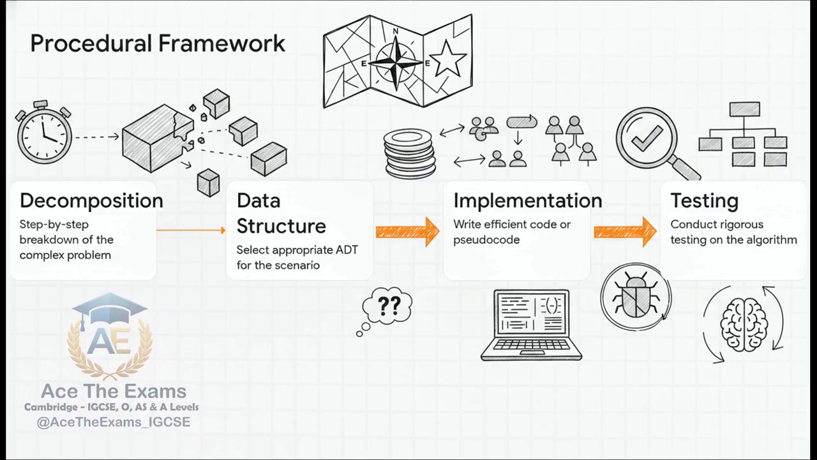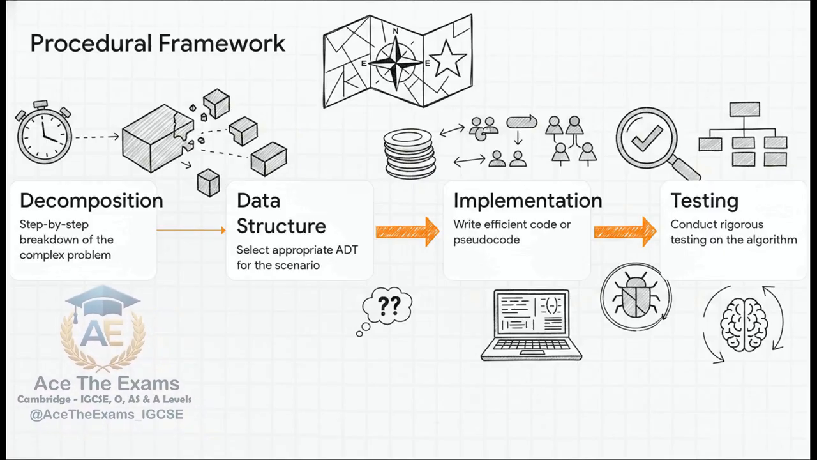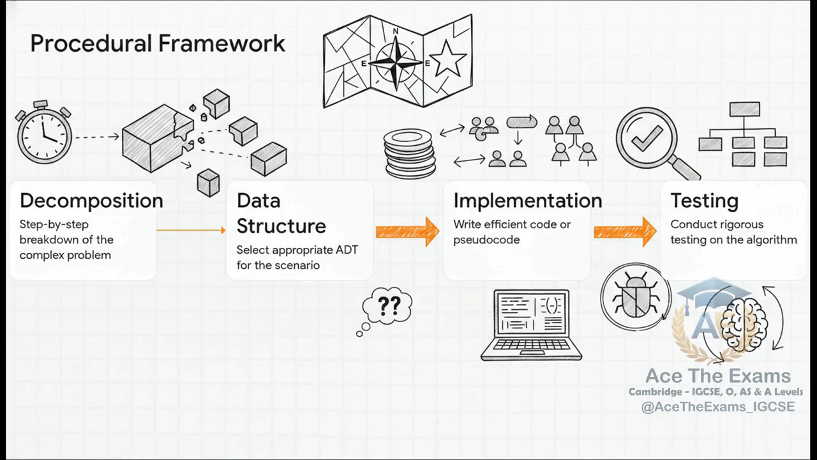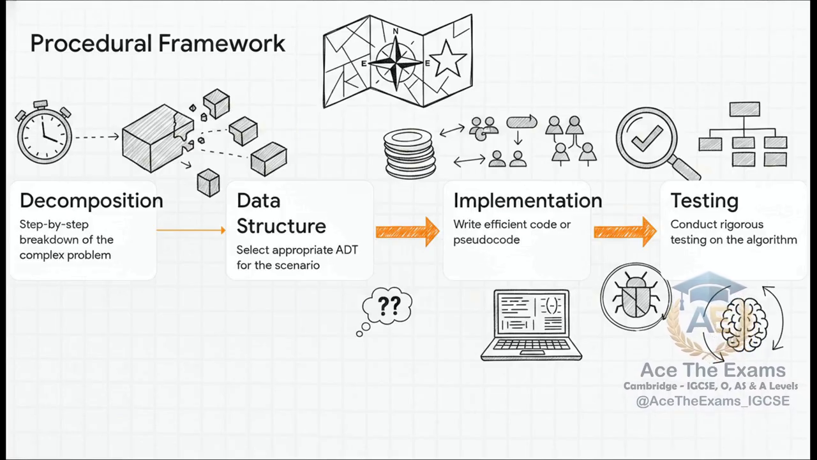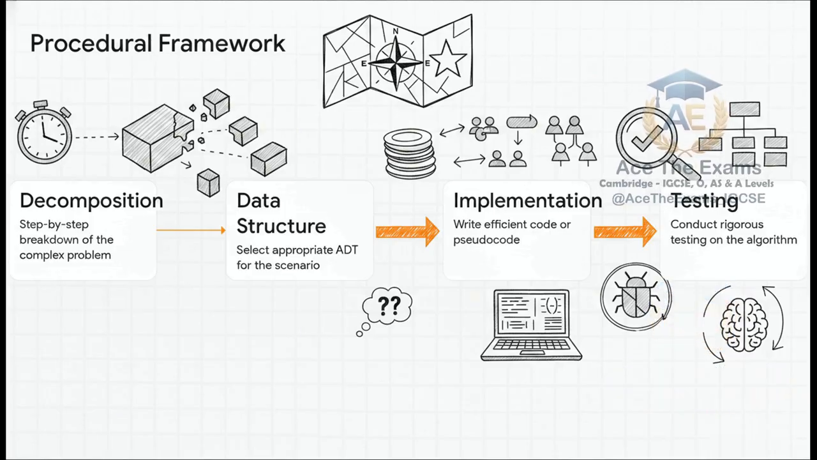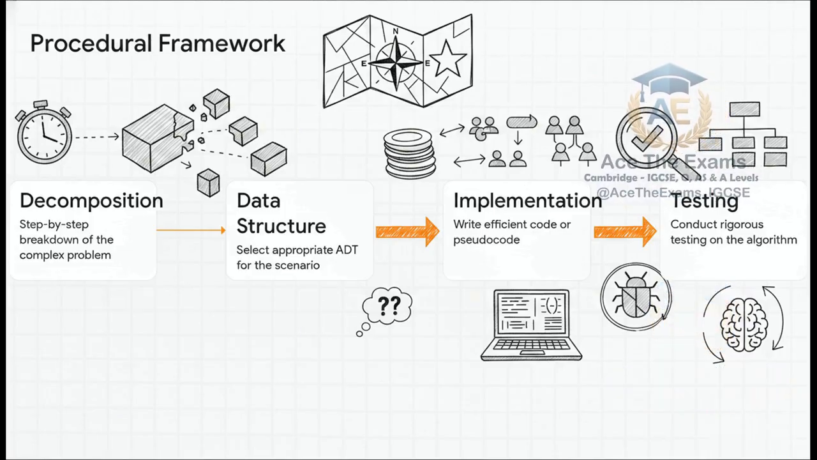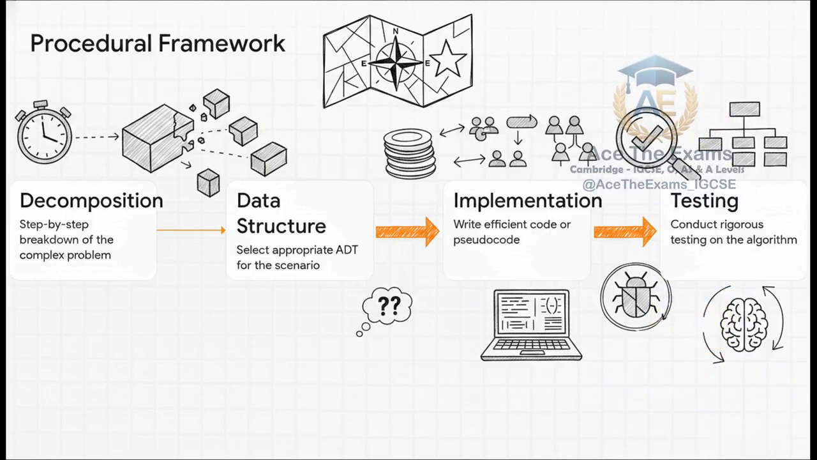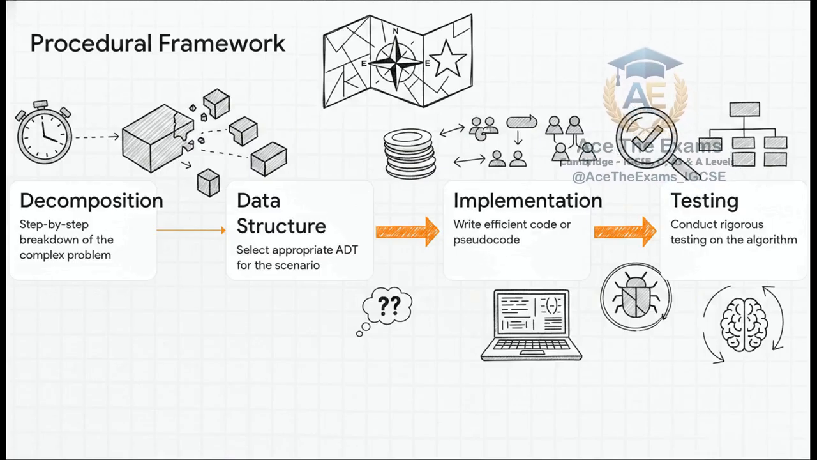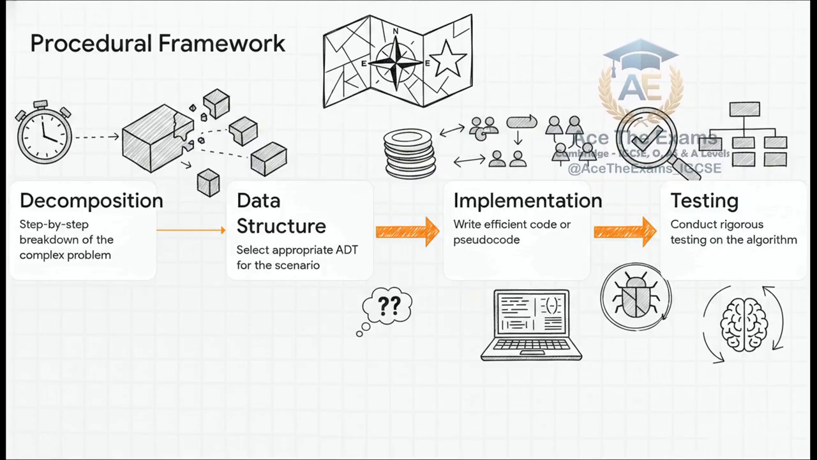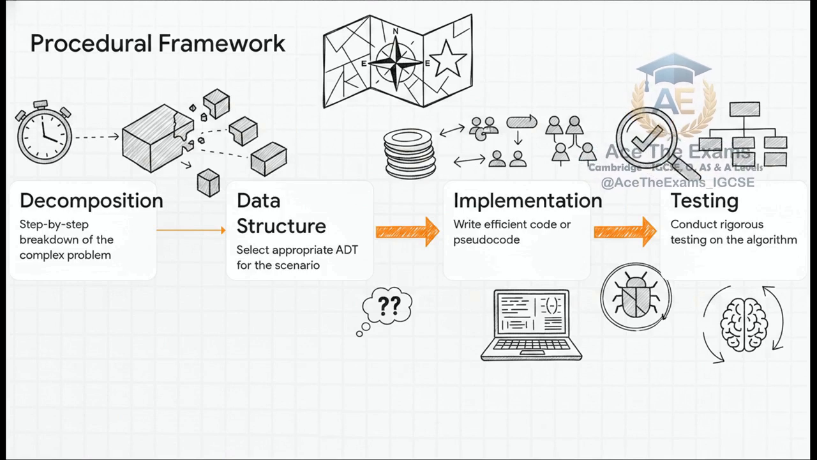Remember this. Cambridge examiners award what we call method marks, simply for clearly demonstrating the correct procedural steps. Even if your final execution has a minor syntax flaw, if your process is pristine, you bank points. Algorithmic thinking is fundamentally about visible, logical process. So the crucial point here is that tackling ADTs requires a rock-solid 4-step methodology. Step 1, step-by-step decomposition. You must ruthlessly break the complex scenario down into manageable, modular parts.